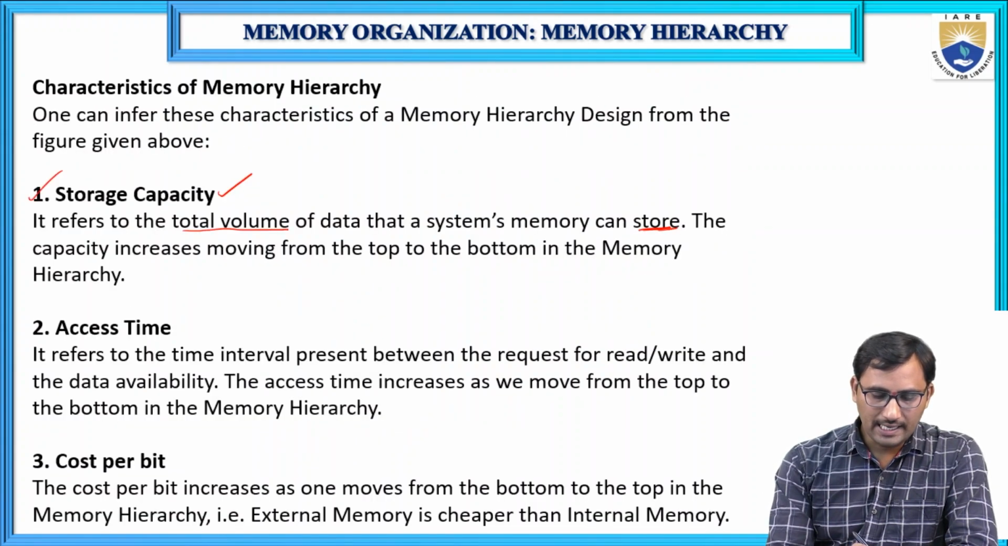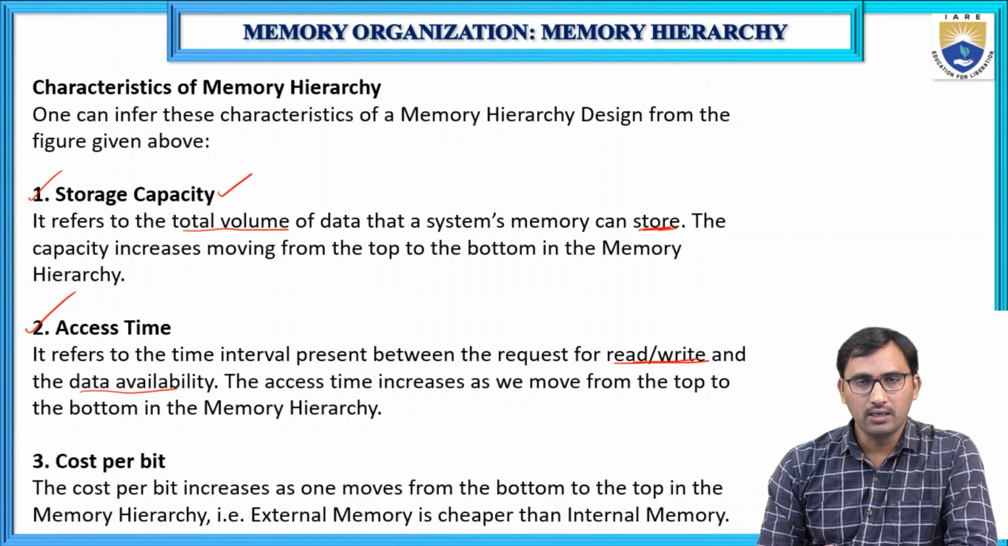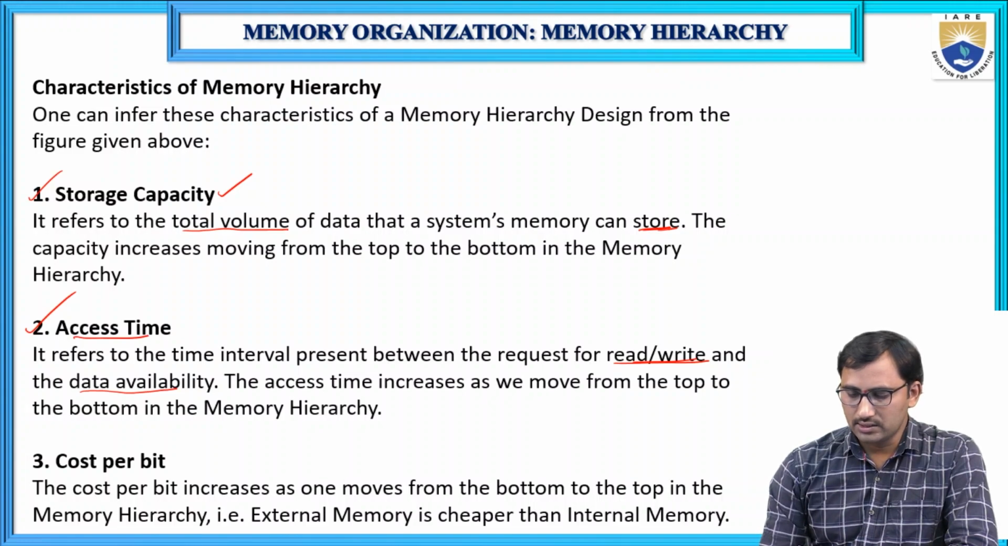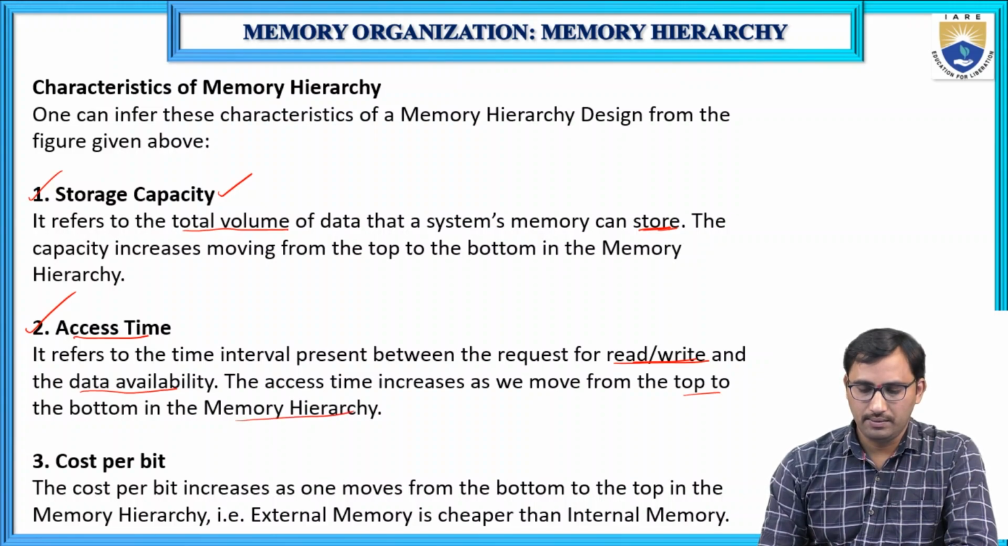And access time. Access time refers to the time interval between the request for read or write and the data availability. It is the time lapse between the request for read or write and the requested data becoming available. That duration is called access time. The access time increases as we move from top to bottom in the memory hierarchy.